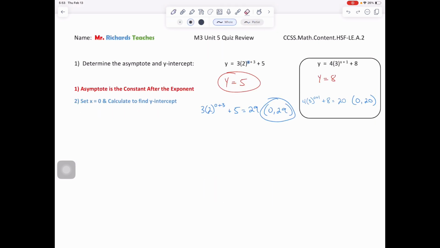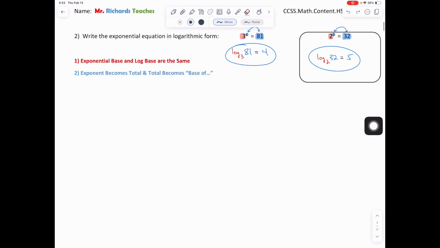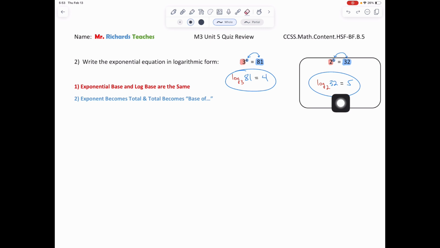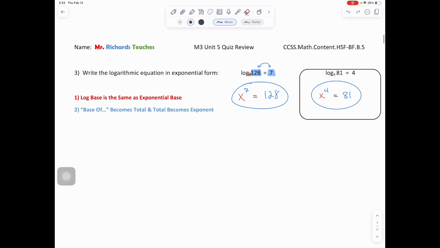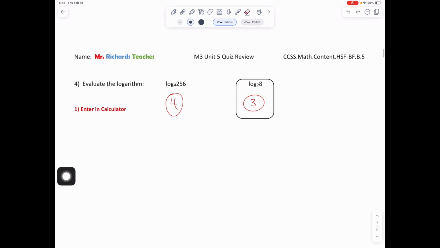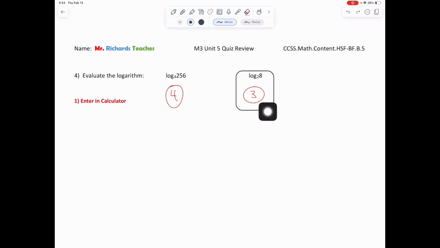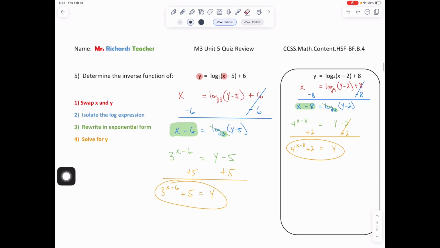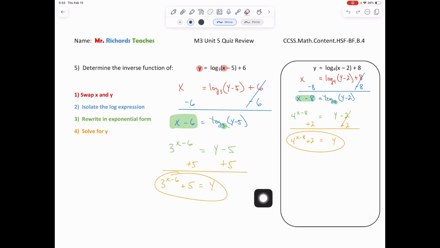And for your practice answer key, asymptote of y equals 8, y-intercept of 0, 20 for number 1. For number 2, log base 2 of 32 equals 5 when you rewrite that exponential as a log. For number 3, we had to write the log as an exponential. It will be x to the 4th equals 81. For number 4, you just had to evaluate the logarithm. Well, it's just 3. For number 5, you had to determine the inverse function. Your answer is 4 to the x minus 8 plus 2 equals your y.